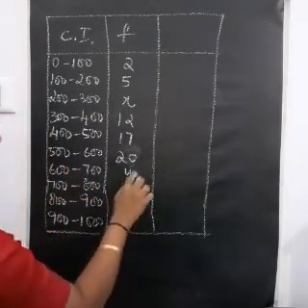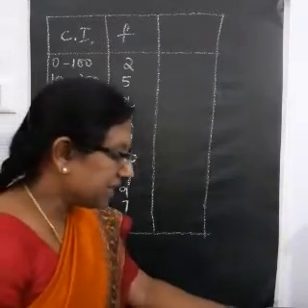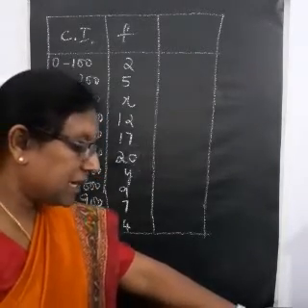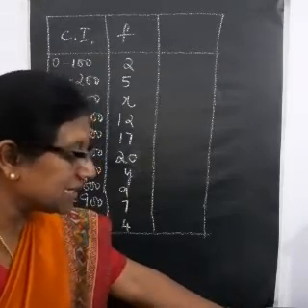This is the sum that is given. Now let me read the sum to you. The median of the following data is 525. Find the value of x and y if the total frequency is 100.